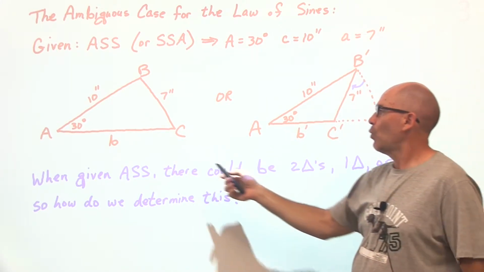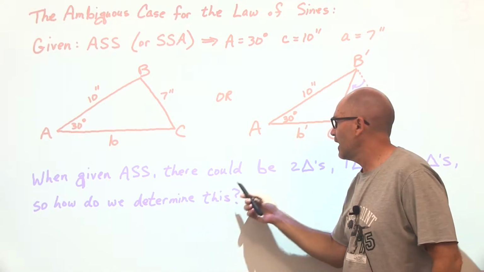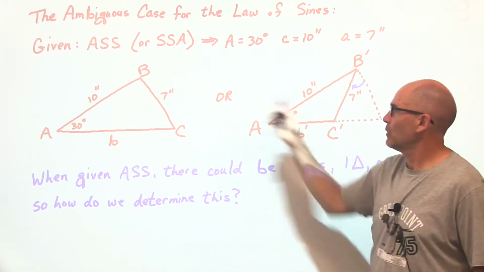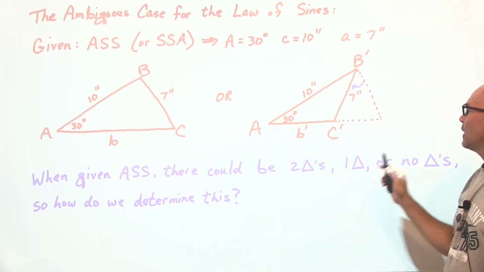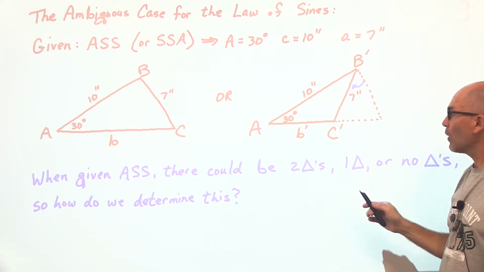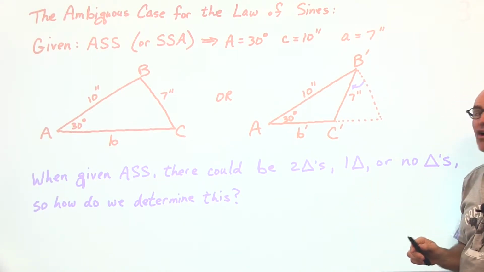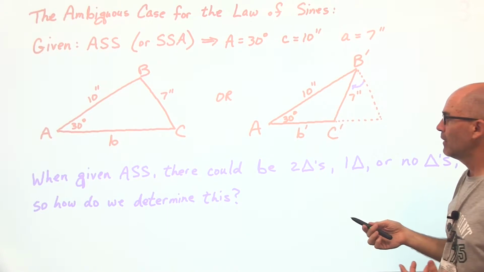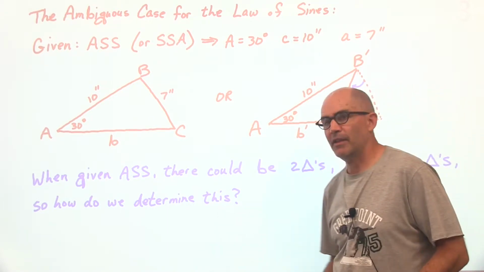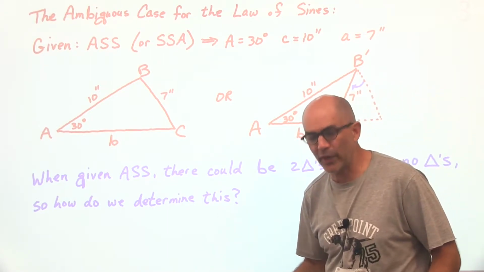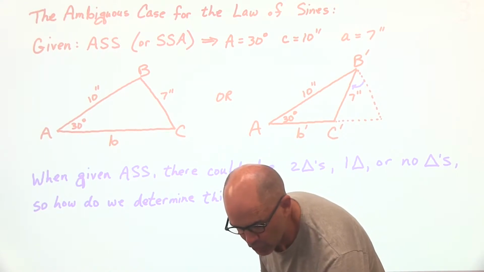So when you're given angle side side, there could be two triangles, there could be only one triangle, or there could be no triangles at all that fit the data. So how do we determine this? How do we determine it?